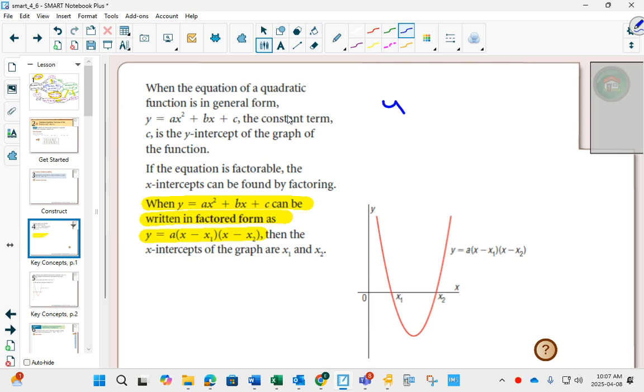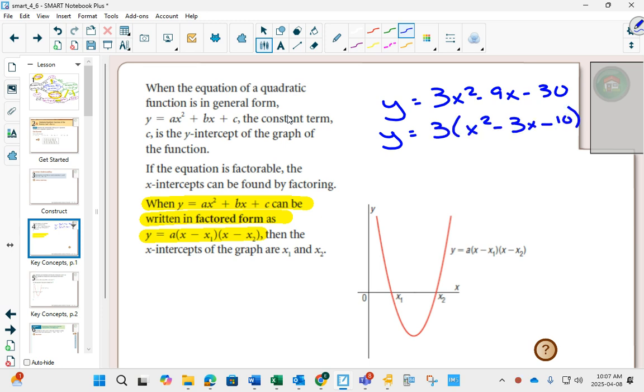You had y, or you just had, I'll put a y in there, but you had at the beginning 3x squared minus 9x minus 30. And I could factor out the 3, leaving me with x squared minus 3x minus 10. And then I could factor this completely to be minus 5 and plus 2.